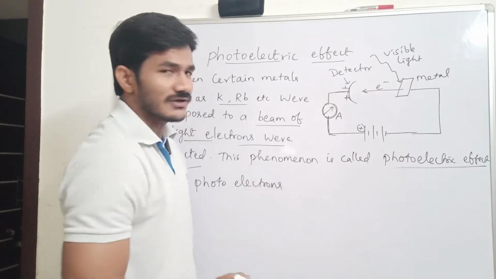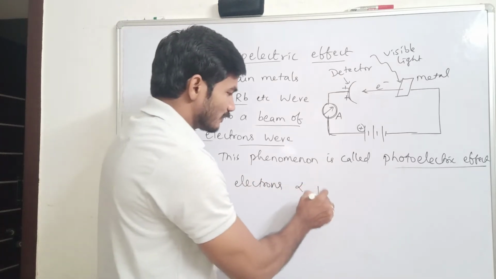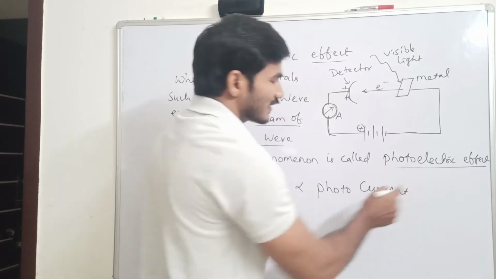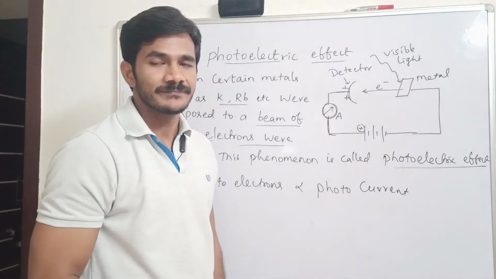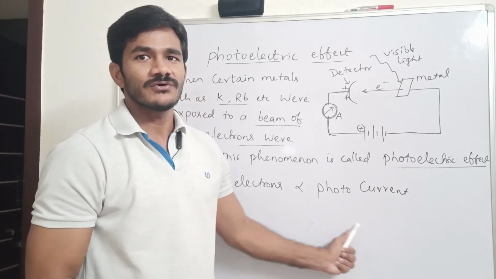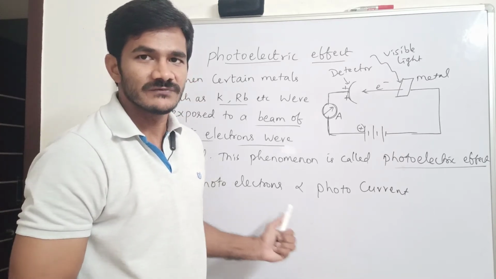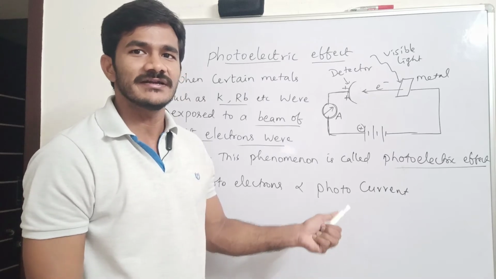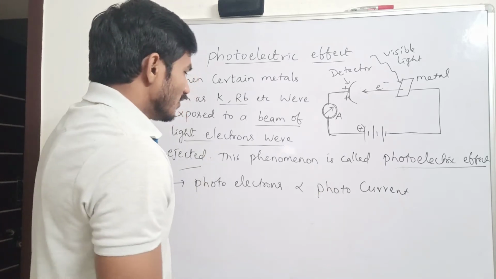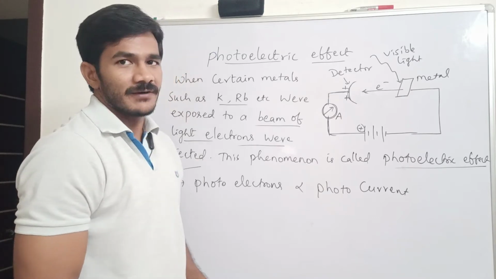These photoelectrons are directly proportional to photocurrent. This flow of electrons through the circuit is said to be current. So when photoelectrons are more, more photocurrent is produced. When fewer photoelectrons are produced, less photocurrent is produced in the circuit. This is the concept. Now here we have to understand a few important points.